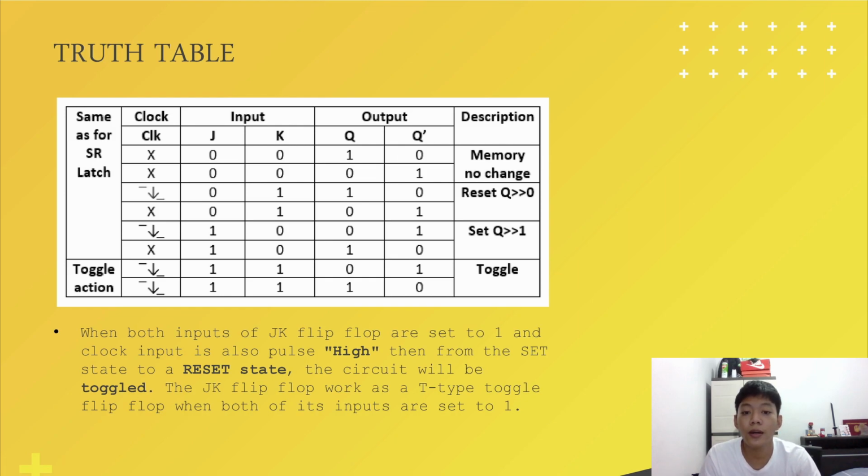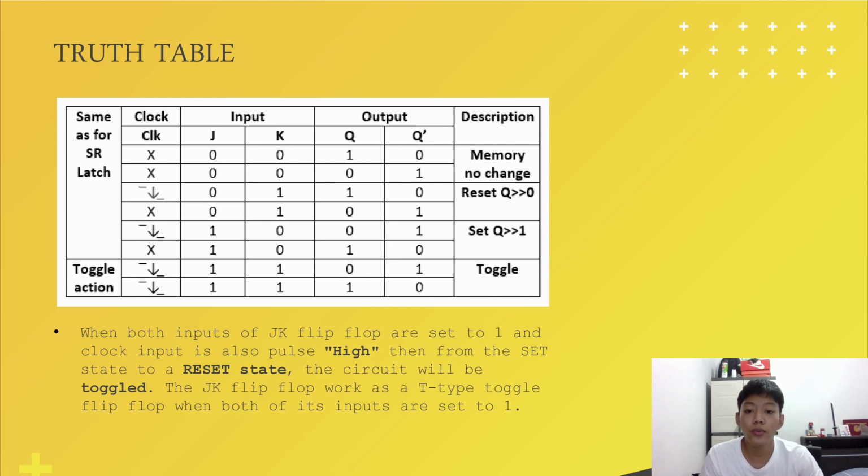Now, the second possible state is the reset. To have this condition, ang Q natin is 0 and ang Q bar natin is 1. Now, if the input J is low and the input K is high, the flip-flop will be set to the reset state on the next clock pulse. The next state is the toggle.